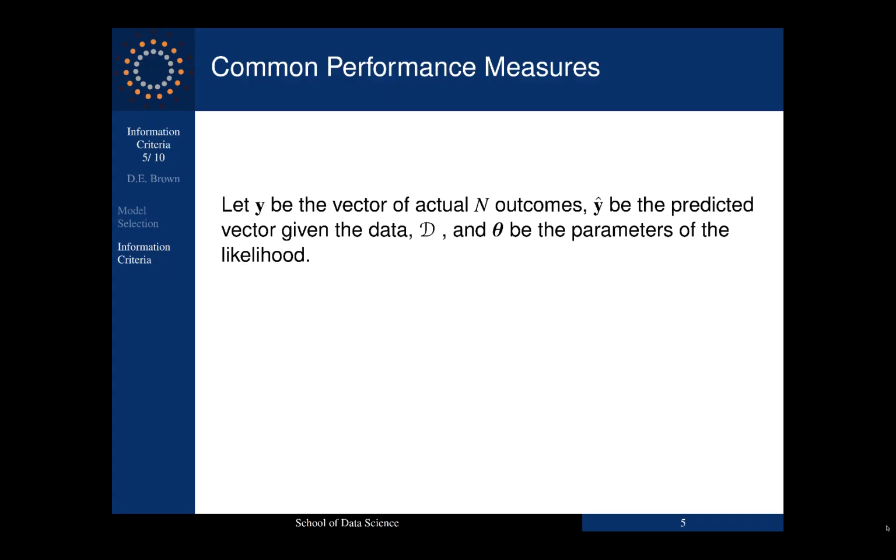All model selection methods, whether they're within sample or out of sample, require performance measures. So to set up these performance measures and talk about how they're used in building things like the information criteria approaches, let's set the problem up the following way. Let y be the vector of actual n outcomes. So these are the outcomes that we observed for our problem space. Let y hat be the predicted vector given the data, which we'll use script D to represent. And we'll let the vector theta be the parameters of the likelihood.